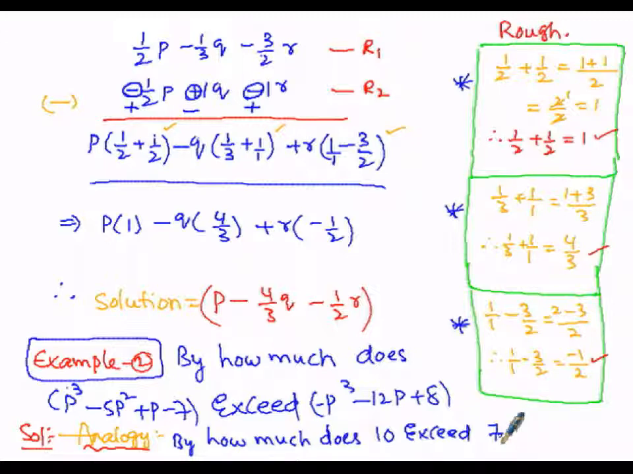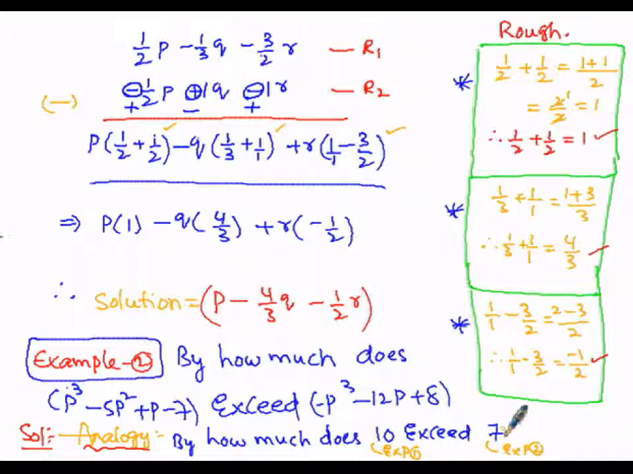10 exceeds 7 by 3, or in other words 10 is more than 7 by 3, that is 10 minus 7 is 3, so it is 3 more than the next number, that is 7. So when we add 3 to the second expression, that is 7 plus 3, it will be equal to the first one, that is 10. That means 10 is greater, 10 is exceeding, it is more than the second expression by 3. So let us suppose expression number 1 as 10 and expression number 2 as 7.